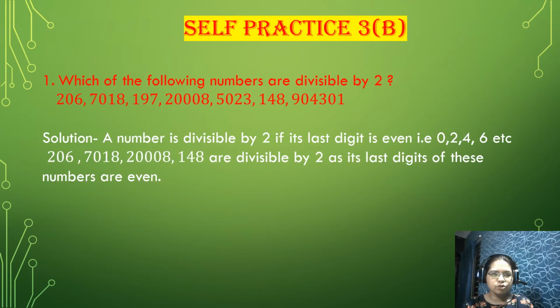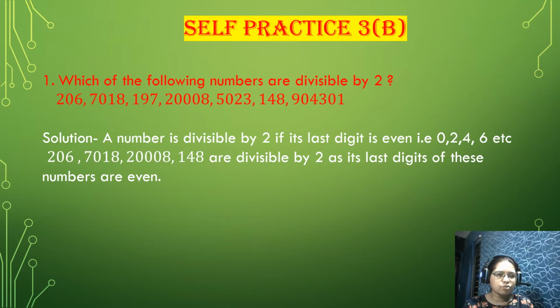Now we will solve question number 1, and question number 1 is: which of the following numbers are divisible by 2? Numbers given are 206, 7018, 197, 20008, 5023, 148, 9 lakhs 4301. We know a number is divisible by 2 if its last digit is even, that is 0, 2, 4, 6, 8, etc.